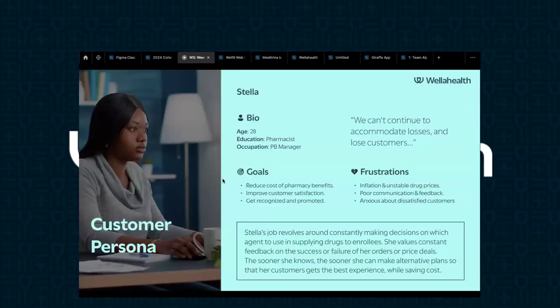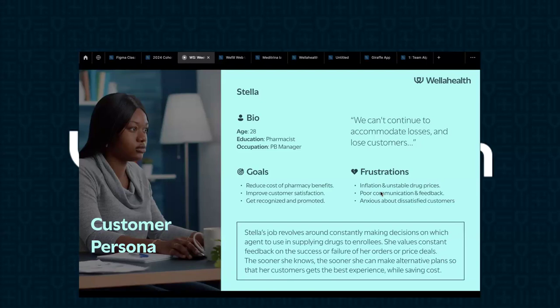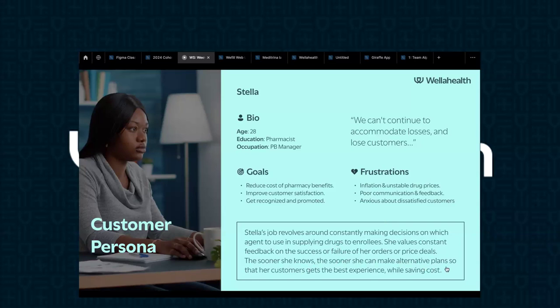So if you look at this thing we have, we talk about Stella's job. I could easily have said she is a pharmacy benefits manager, right? But because a lot of people don't know what a pharmacy benefit manager is, I have to explain that a pharmacy benefit manager's role revolves around constantly making decisions. So what does she want to do? She wants to have constant feedback on success and failure, because why would that benefit her? Because the sooner she knows, the sooner she can make alternative plans so that her customer gets the best experience while saving costs.